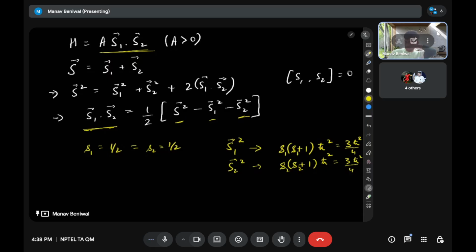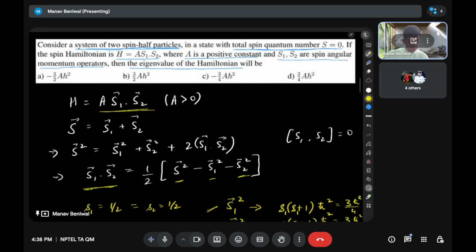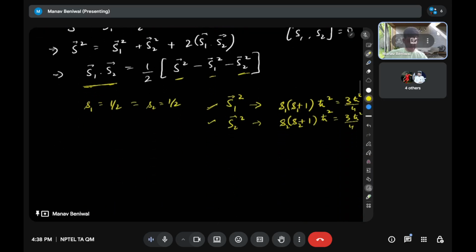And then here we have calculated for S1 and also S2, and we are also given that the total spin quantum number is 0. So capital S is 0. So if we calculate S squared, we get S times S plus 1 h cut squared, but S is given to be 0, so this term just goes to 0.